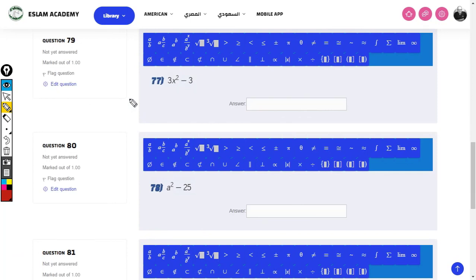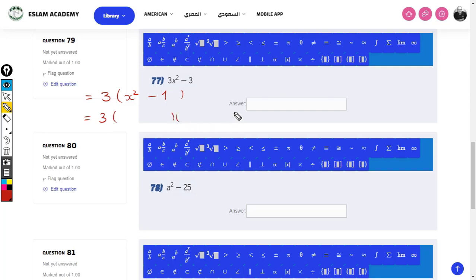3x squared minus 3. We have 3 as a common factor. 3x squared divided by 3 equals x squared. Negative 3 divided by 3 equals negative 1. Now just write 3. We have an expression inside the bracket, x squared minus 1. We need to check if this expression is difference of two squares or not.